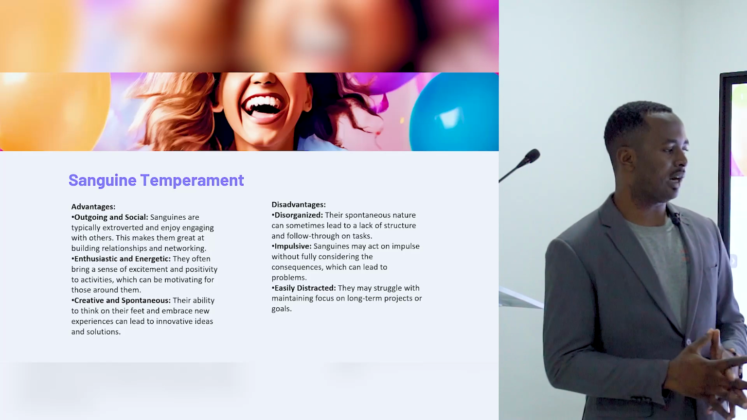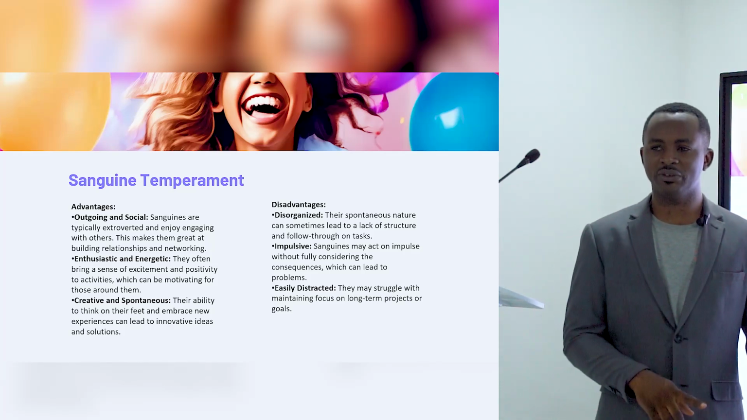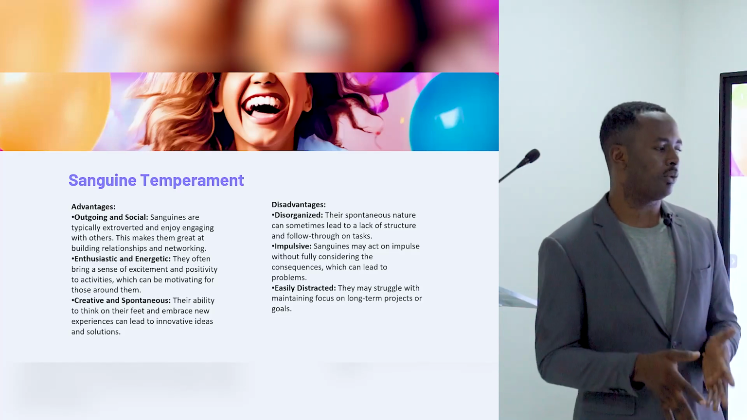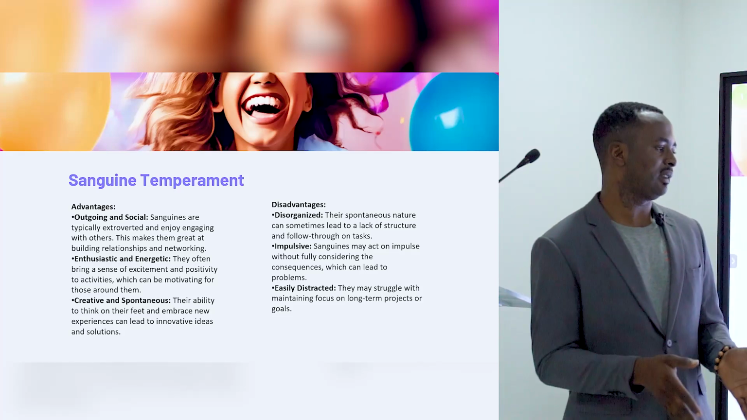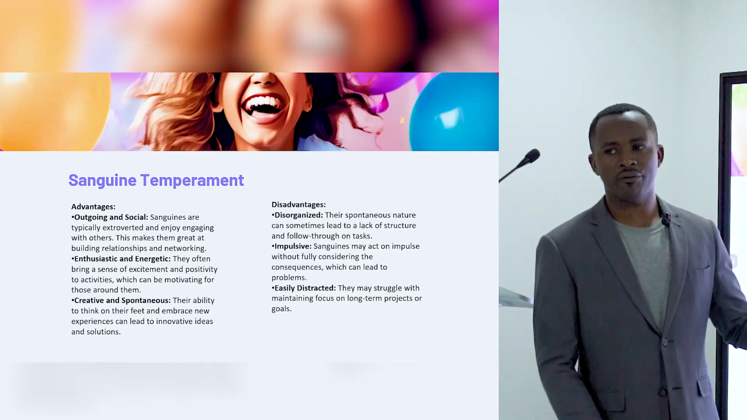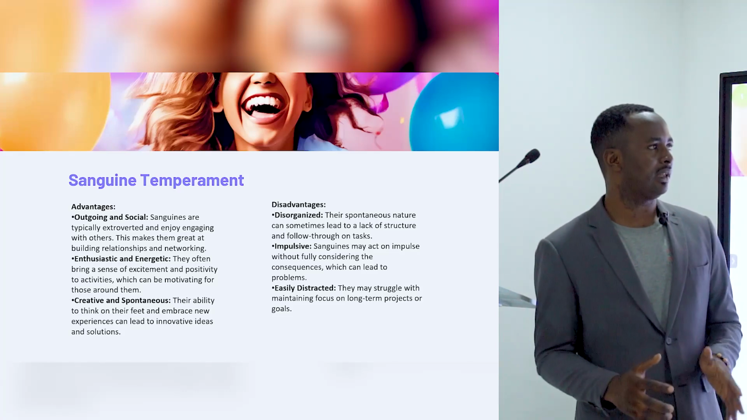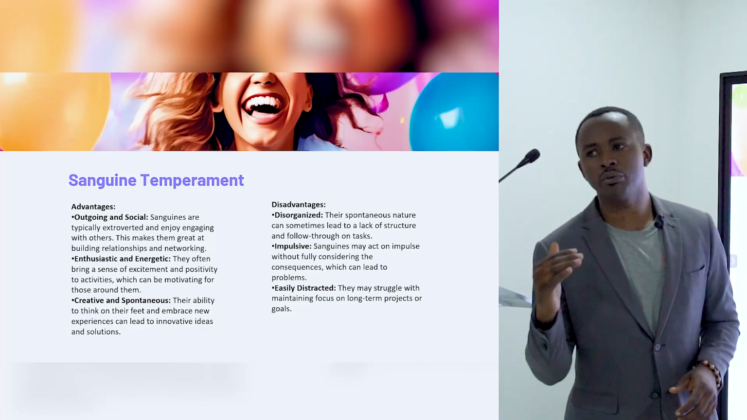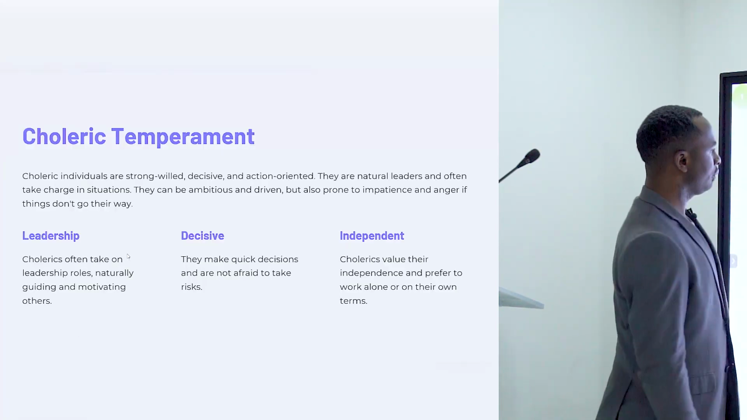Then easily distracted. Very easily. No, you're reading, no, you have jumped to television. No, you want to eat food. No. They are never at a particular point. They are easily distracted. So that is one of the characteristics. These are the disadvantages of a sanguine person. So I trust that you guys are getting the experience so that you can know which of the temperaments you basically fall into.